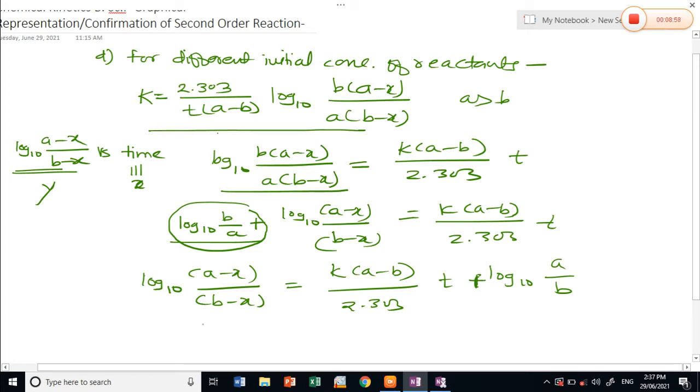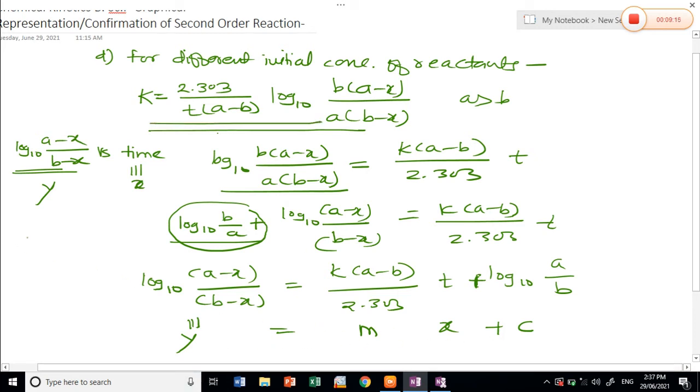Now see, on the y axis we are going to plot this, this is equal to, this is m, this is x plus c. Okay, so we transformed this equation into y is equal to mx plus c form.